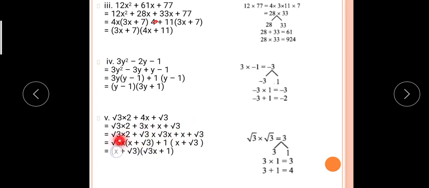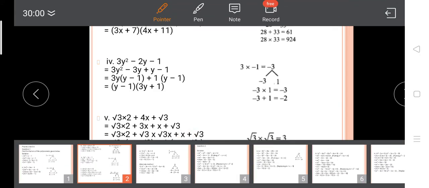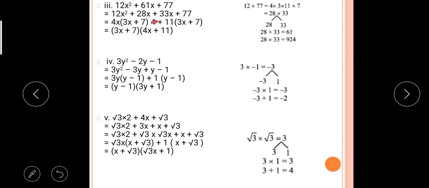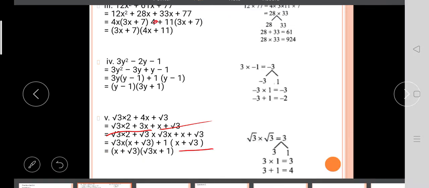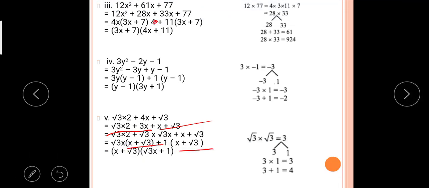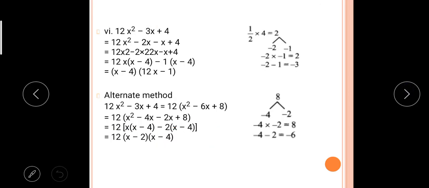So what is the common in between both? Root 3x. So what remains? x plus root 3. 1 is common. Always remember when you are taking the first two terms and the last two terms, you have to consider that this is the common and this bracket should be the same. So x plus root 3 in one bracket and root 3x plus 1 in another bracket. So in this way you have to solve.